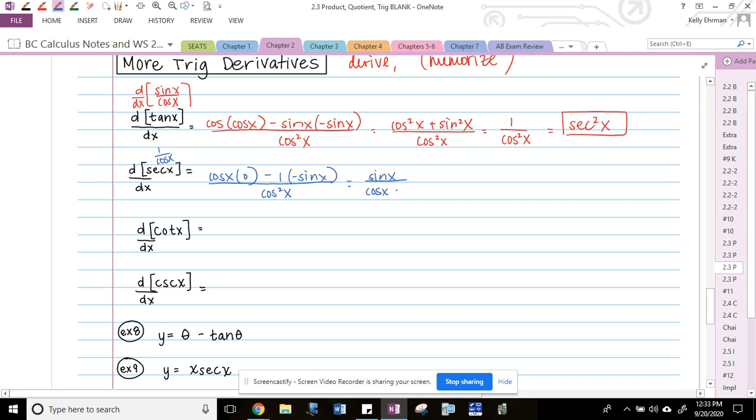If it helps, let's write cosine squared x expanded out like that. Sine over cosine is tangent x. And 1 over cosine is secant x. So the derivative of secant x is not just tangent squared x, it's tangent x secant x. Again, just something to memorize.